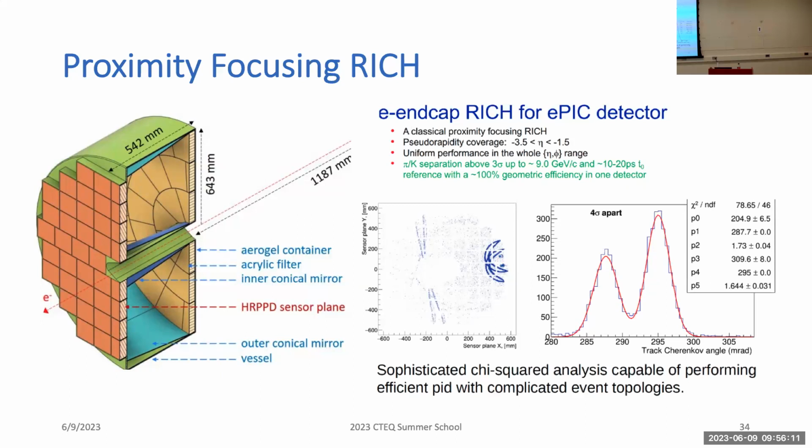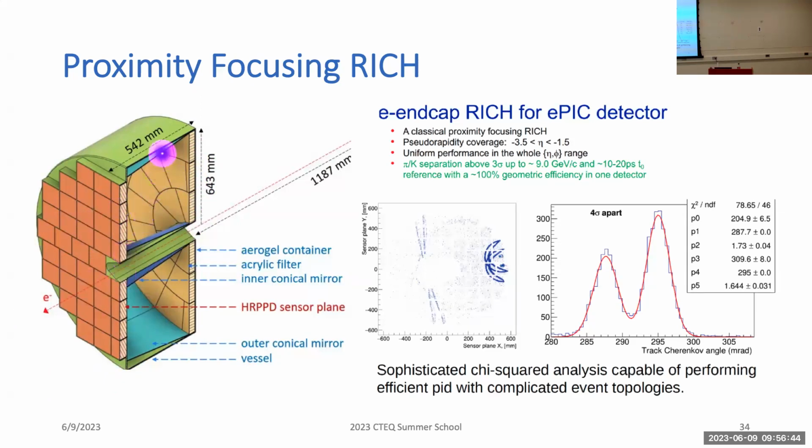This is a simple device. It uses aerogel. Does anybody know what aerogel is? What the space shuttle tiles were made out of, right? It's very, very thin, very light silica, right? You can adjust the index of refraction to be very, very low for this, which allows you to get these low thresholds. So you have an aerogel radiator, and you have that focused on a large sensor plane where you read out the photons.